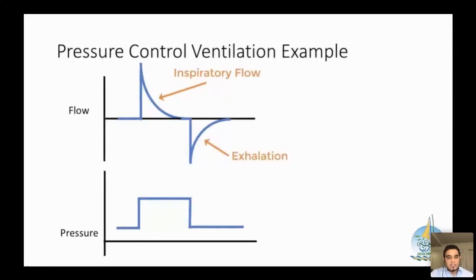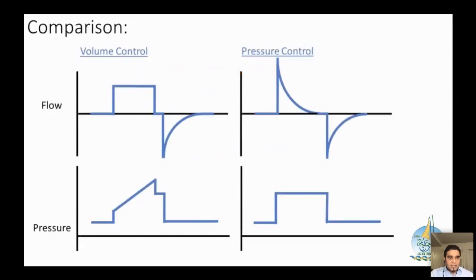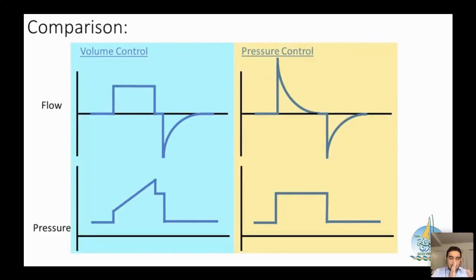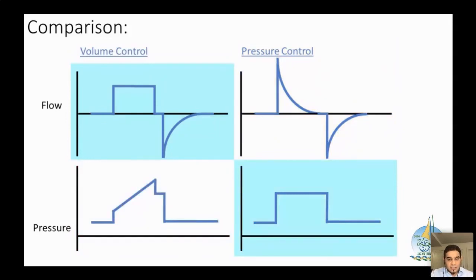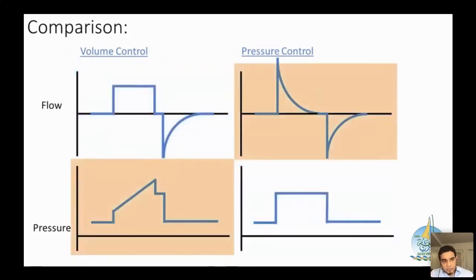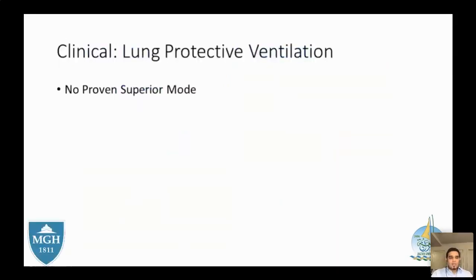Again, this is how the inspiratory flow corresponds to a constant pressure, and what happens during the inspiratory phase and the exhalation phase. Just to compare, the most important thing I want you to understand in the difference between volume control and pressure control is what is constant. In volume control, the constant is the flow, and it's the square shape. So the square shape is what is constant, and what is variable differs between volume control and pressure control. All right. So what about lung protective ventilation?